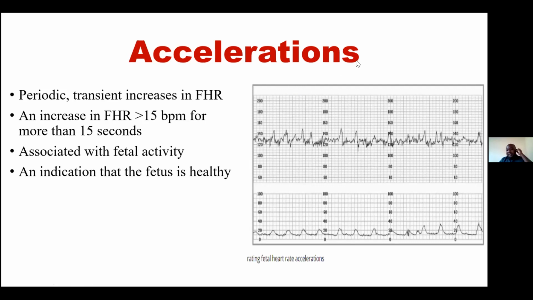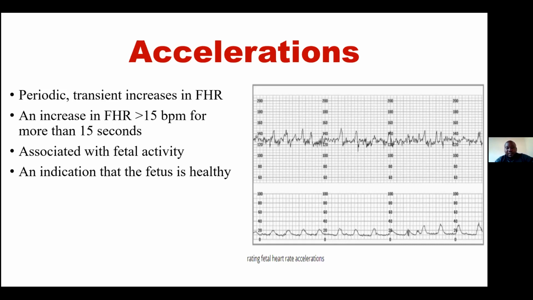Let's talk about acceleration. Acceleration is a sign of a healthy fetus. That is the message when we say acceleration on CTG: a sign of a healthy fetus. If you look at the CTG image here, on the bottom there are contractions. In between one contraction and the next, we should have two contractions in 10 minutes.